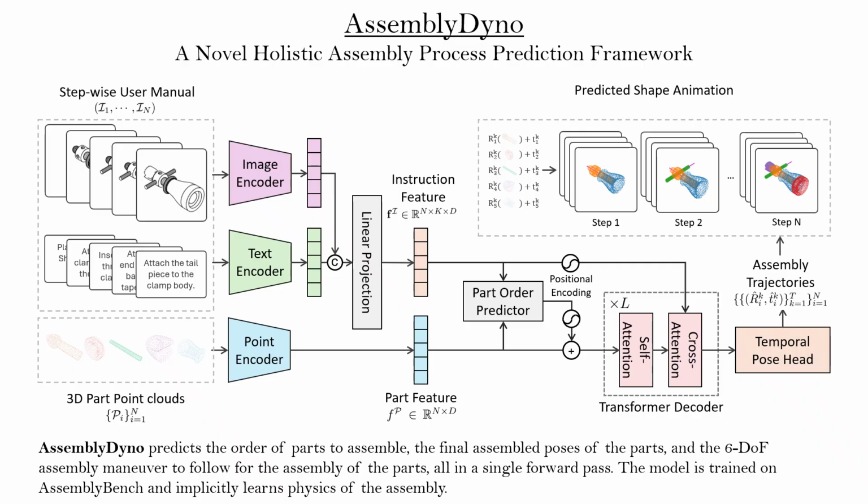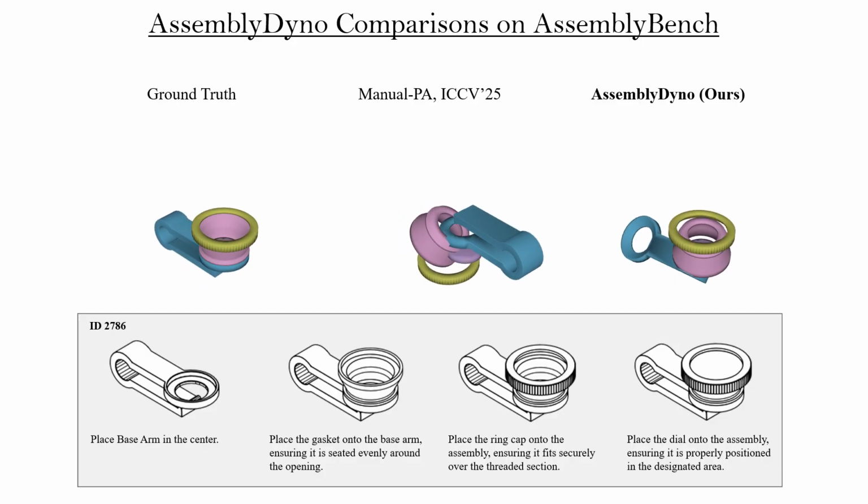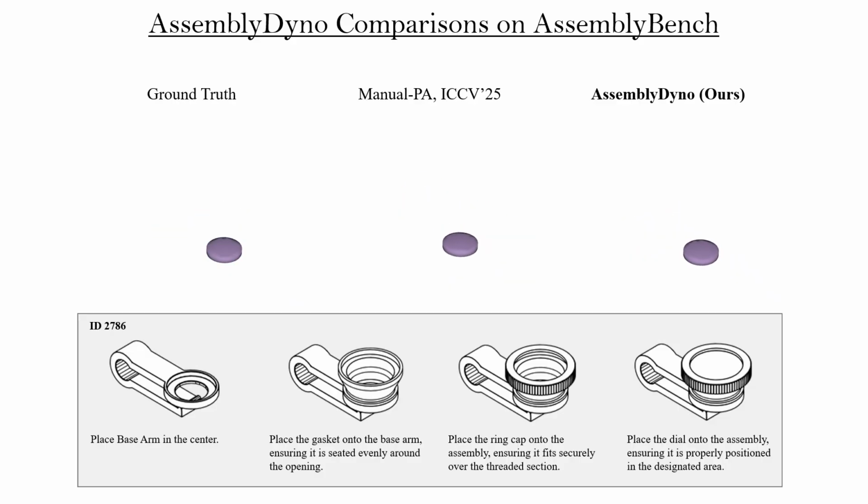For every part, AssemblyDyno predicts a discrete sequence of physically meaningful transformations, effectively charting the entire motion path needed for successful assembly. And importantly, it does all of this jointly, producing the full set of assembly trajectories in a single forward pass. Here, we show an example assembly produced by AssemblyDyno on an AssemblyBench instance.